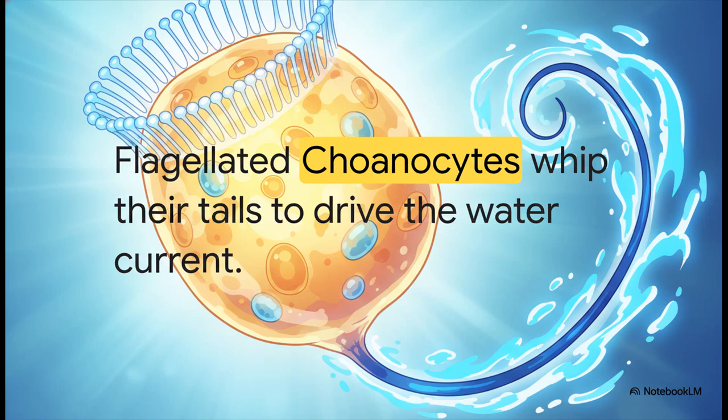So you might be wondering, what's actually driving all this water flow? Enter the choanocytes, or collar cells. This is essentially the biological engine room. These highly specialized cells line that entire central cavity, and they have these tiny whip-like tails called flagella. By constantly, and I mean constantly, whipping these flagella back and forth, they generate the continuous water current that literally keeps the entire sponge alive.